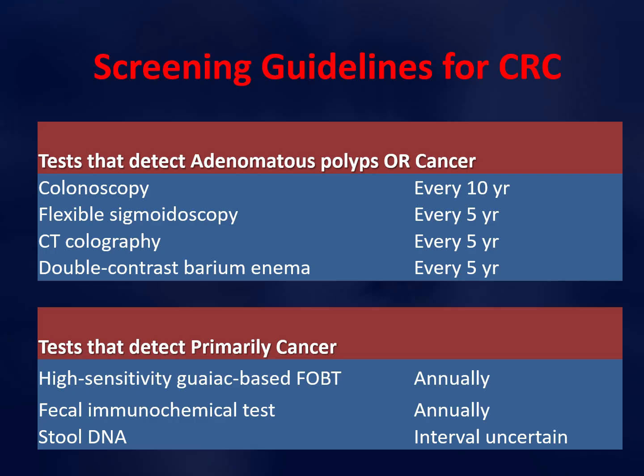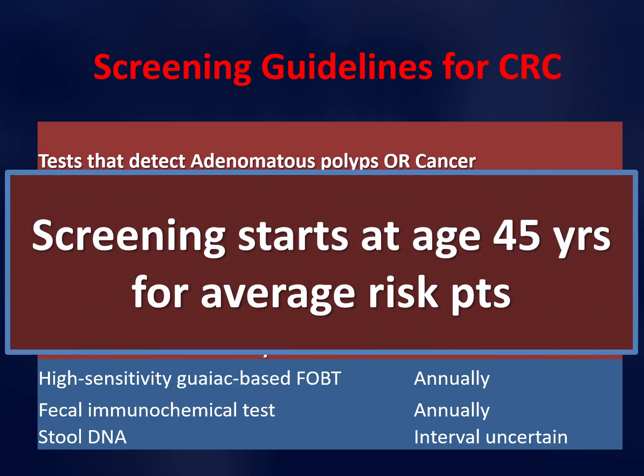To note that these last 3 tests should be combined with other stool tests: the high sensitivity guaiac-based fecal occult blood test, to be done annually, the fecal immunochemical test or FIT test also annually, and the stool DNA with an uncertain interval. To note that screening should start at age 45 years for average risk patients as per the new American guidelines. The age was before 50 years of age, and now it is 45 years of age.